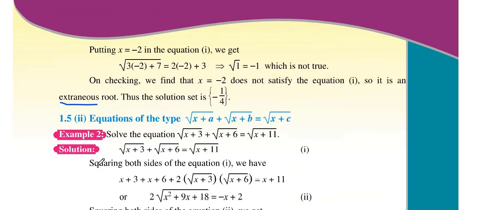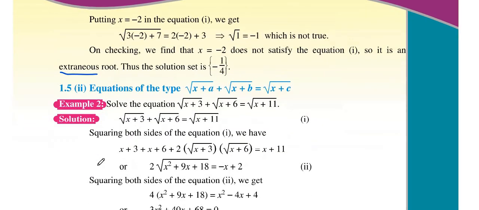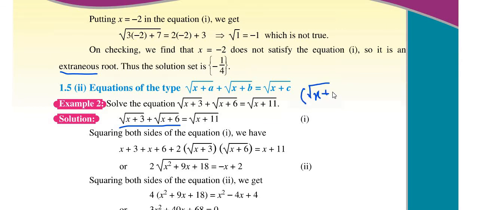Type 2. Equation of the type square root of x plus a plus square root of x plus b equals square root of x plus c. For example, square root of x plus 3 plus square root of x plus 6 equals square root of x plus 11. Solve this type of equation. Take the square on both sides. It becomes x plus 3 plus x plus 6 plus 2 times the product of the two roots, equals x plus 11. This is a, this is b. There is (a plus b) whole square.